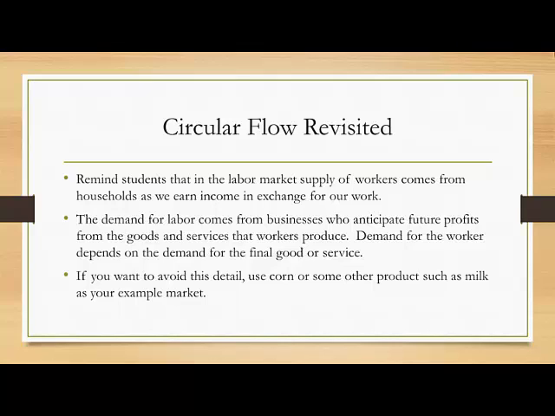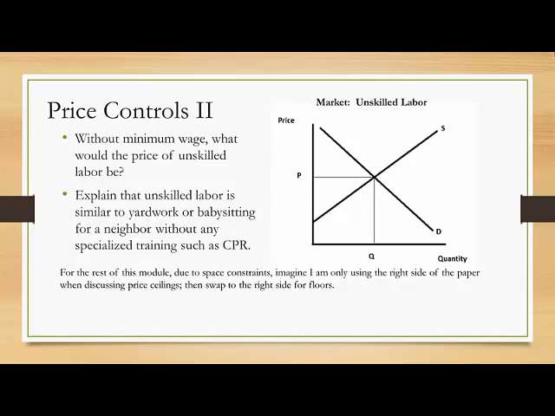I tell students the supply of workers comes from you and me, that is, households. We own the factors of production and choose whether or not to work. Most of us have to work in order to have the things we like, such as food, housing, car, etc. We earn income in exchange for our work or labor. I make the market unskilled labor and use minimum wage as an example of the price floor.